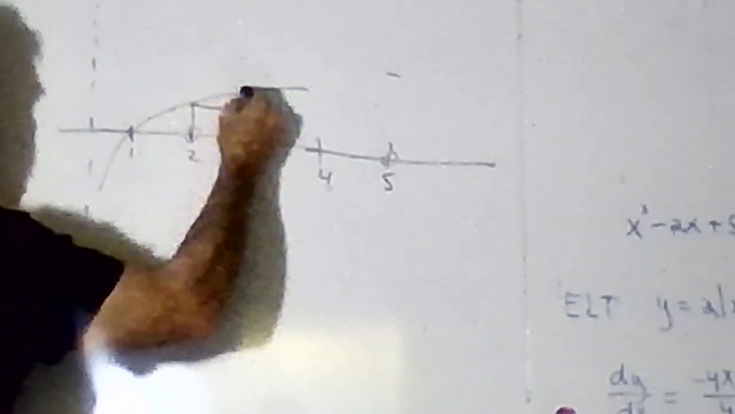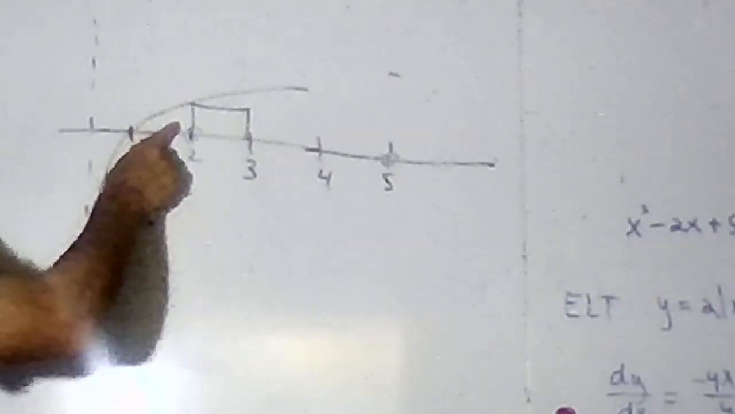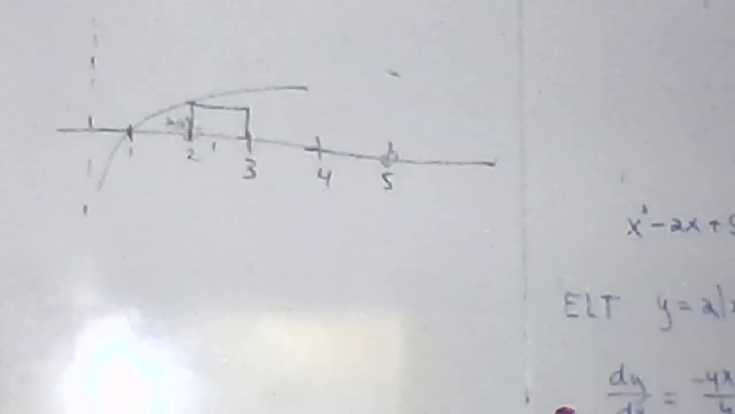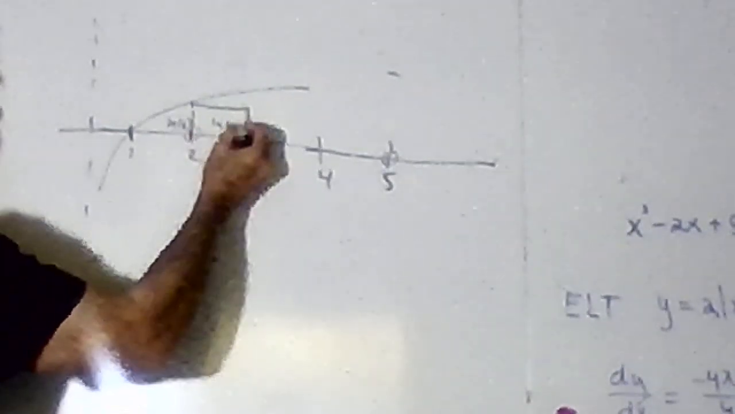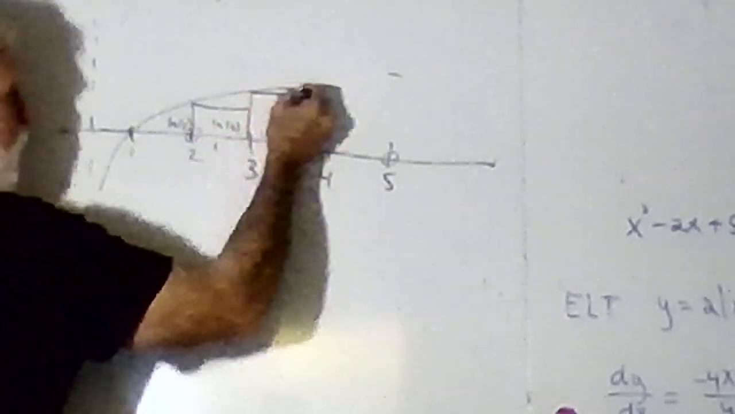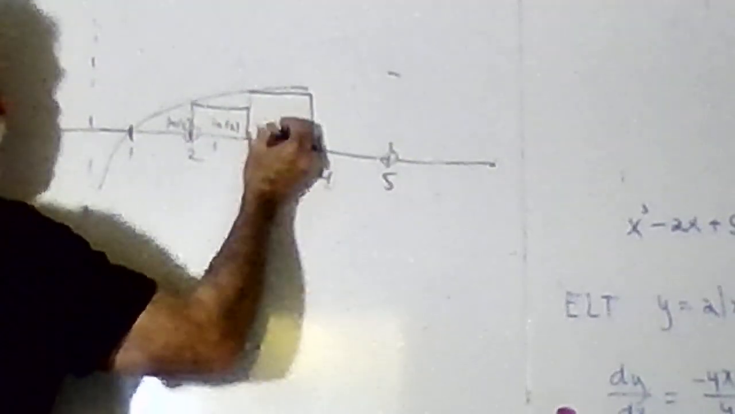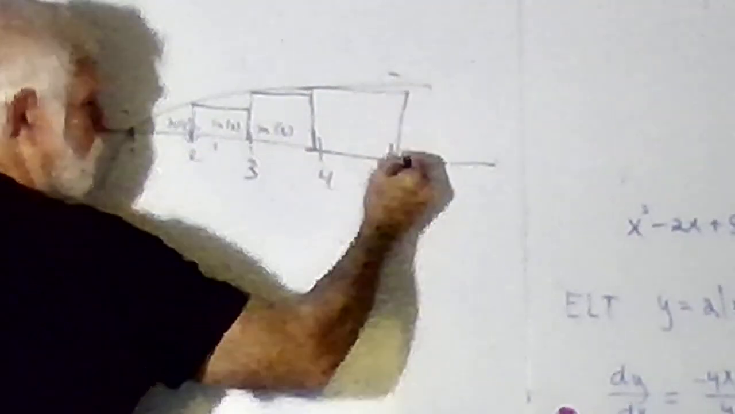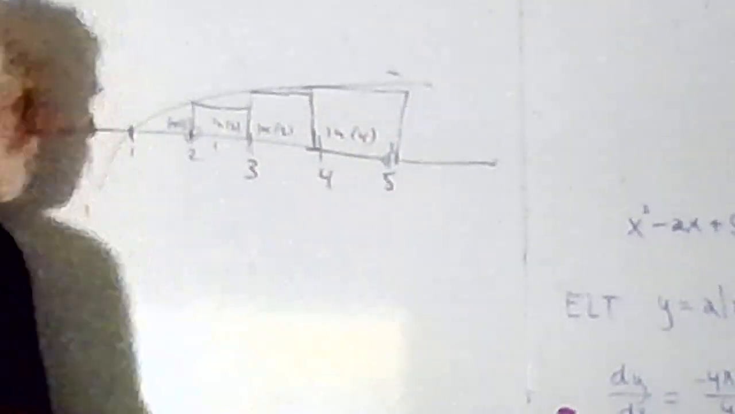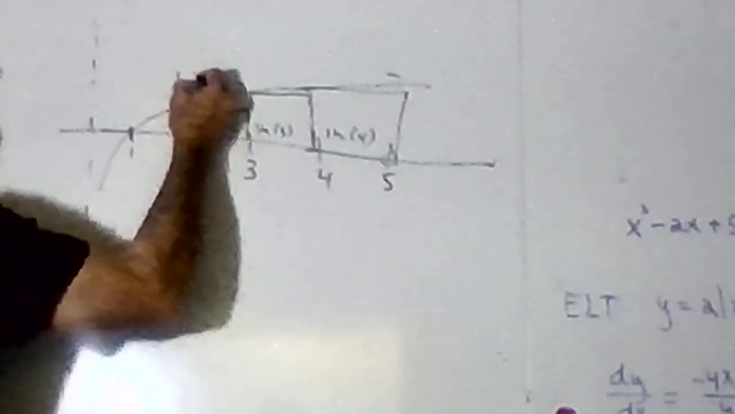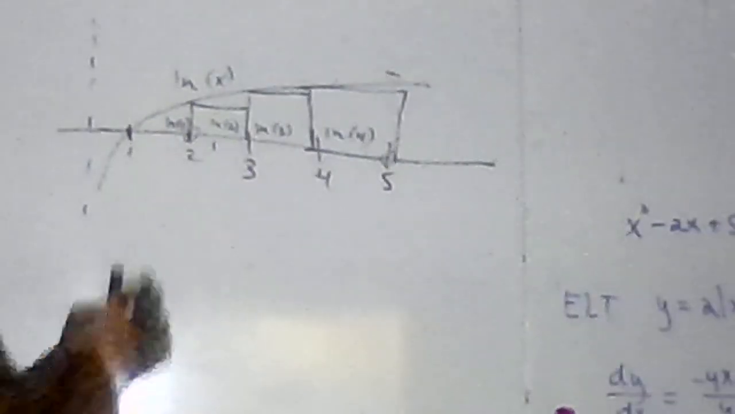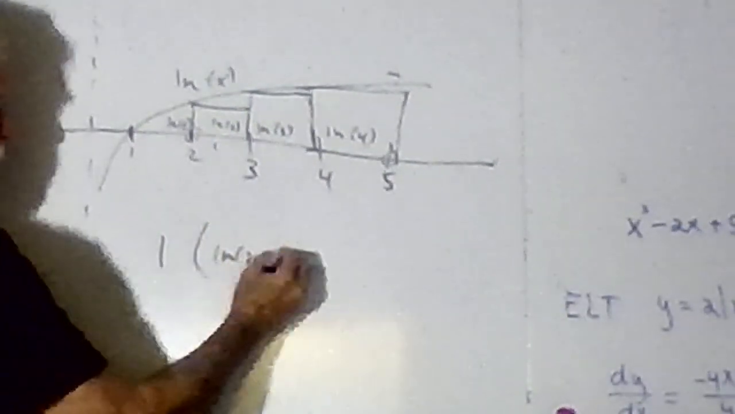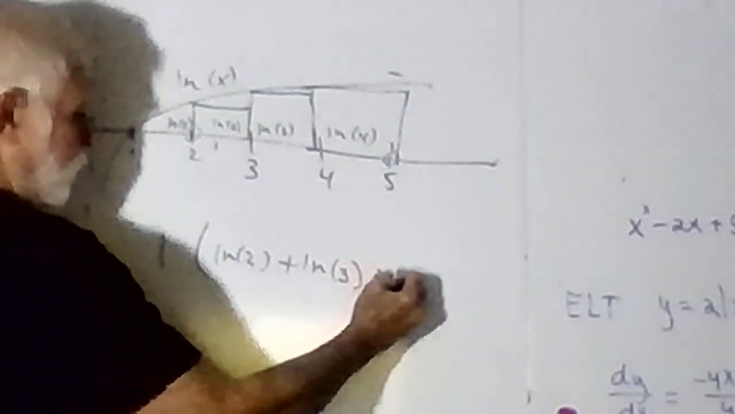So there's my first rectangle. I'm taking the ln of 2 as a height. And if I multiply it times 1, then this area is the ln of 2. This area will be the ln of 3. And this one here will be the ln of 4. Okay, so this was the ln function. And each width is 1: ln of 2, ln of 3, ln of 4.